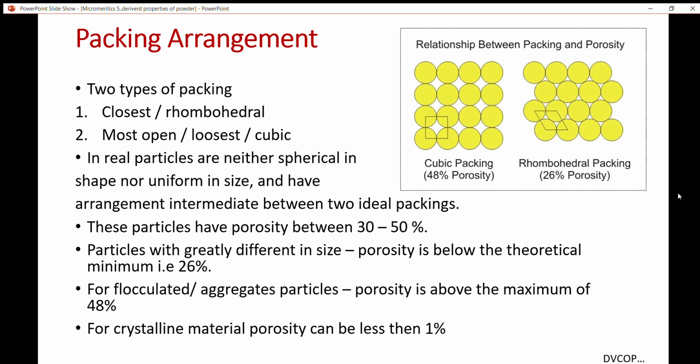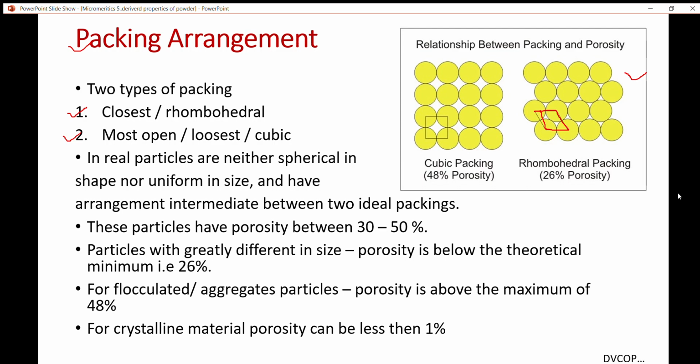The next derived property of powder is packing arrangement. This is of two types. The first one is the closest or rhombohedral, and the second one is the most open, loosest or cubic packing arrangement. Here in this image you can see that the particles in a powder are arranged in a rhombohedral pattern. Hence this type of arrangement is known as a rhombohedral packing arrangement.